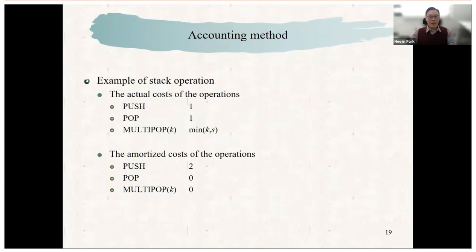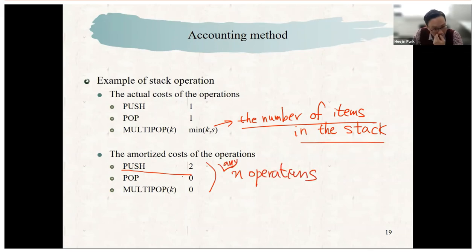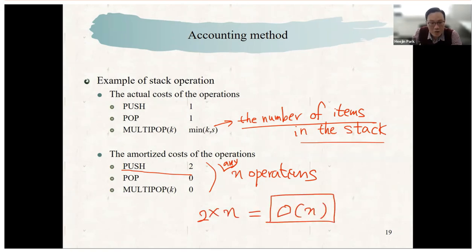So let's get back to the example of stack operations. So actually, the costs of the operations are 1 for push, 1 for pop, and min(k, s) for multi-pop k, where s is the number of items in the stack. Okay. So let's assume that the amortized costs of the operations are these: 2 for push, 0 for pop and 0 for multi-pop of k. Then what is the cost of n operations, for any n operations? Because the maximum is 2, it is 2n, so it is big O of n. So the amortized cost for any n operations is big O of n.